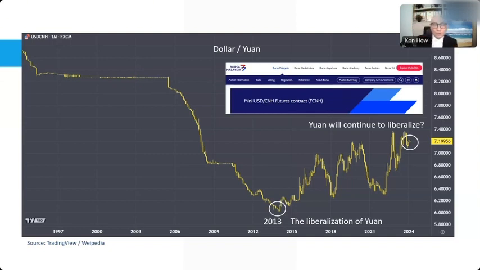Just on a side note, as I prepare this presentation, I'm also aware that Bursa Malaysia launched this mini dollar offshore yuan futures contract last year in December, if I understand it correctly. So for those that are interested to trade, the mini dollar offshore yuan is available here at home.